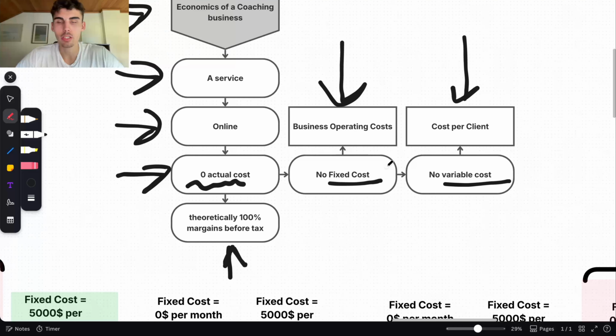Where this is easier to understand is with a business like a restaurant, which is not a service and it's not online. Business operating costs there could be the rent you need to pay for the restaurant, the paychecks you need to pay your employees, that kind of stuff. But cost per client would be the food. Each person that orders food, you need to pay for food for that exact person. So that would be a cost per, not client, but there it's everyone who comes to the restaurant.